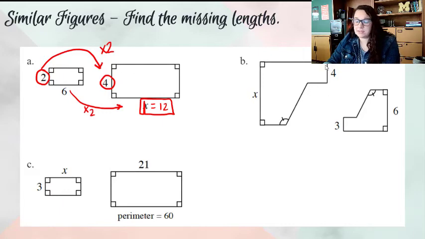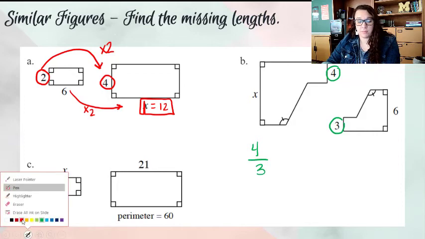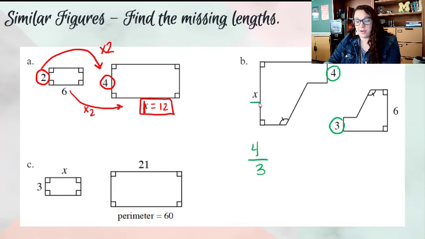I'm going to match up sides again, and let's be a little bit careful. If I match 4 up with 6, that's not going to work. Notice 4 is the short side. That goes with 3. So from 4 to 3, I don't see anything I can multiply by. So I'm going to end up setting up a proportion. I'm going to go big over little. And then when I do my other one, I just have to make sure I do the same thing.